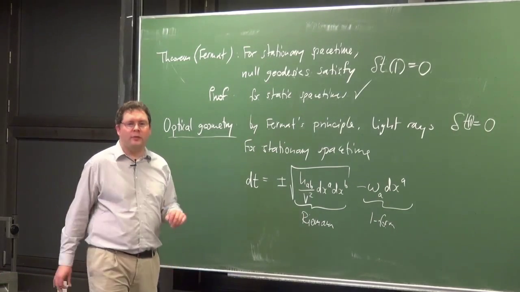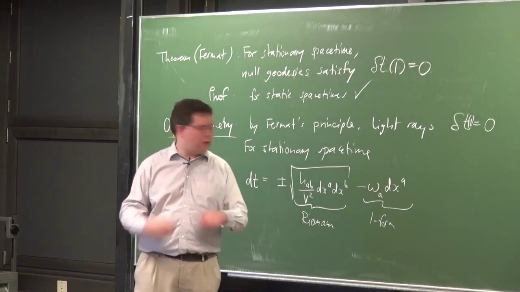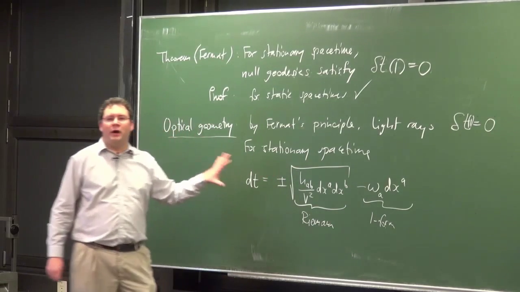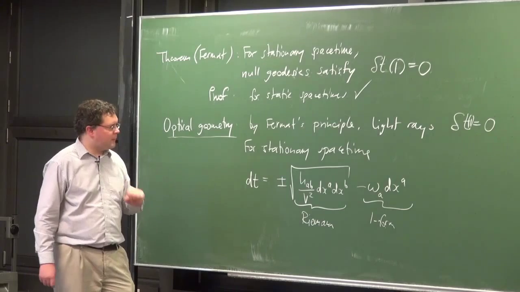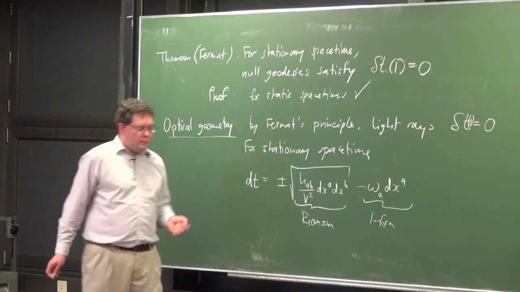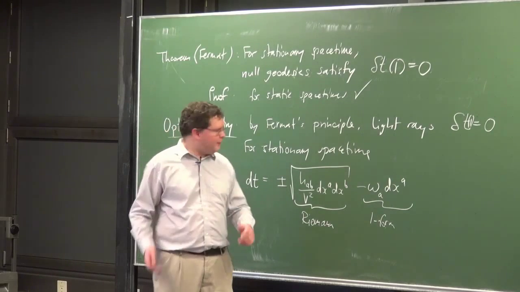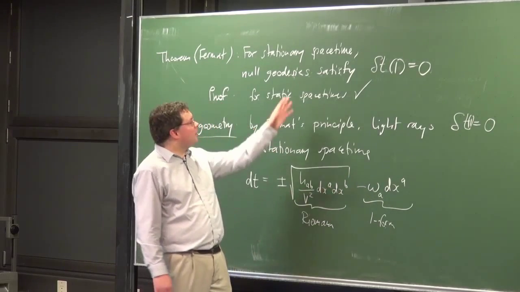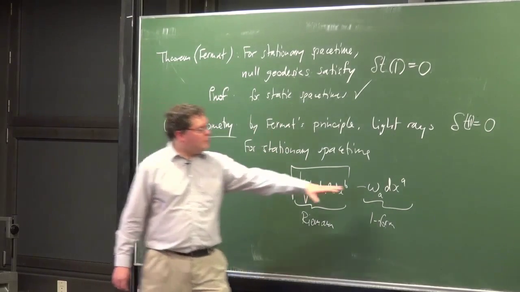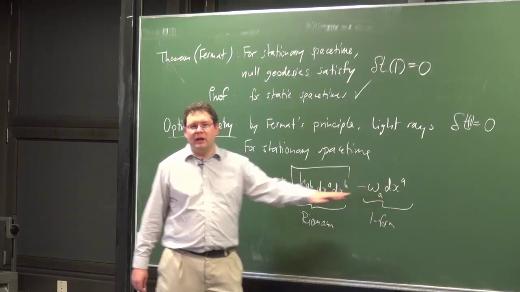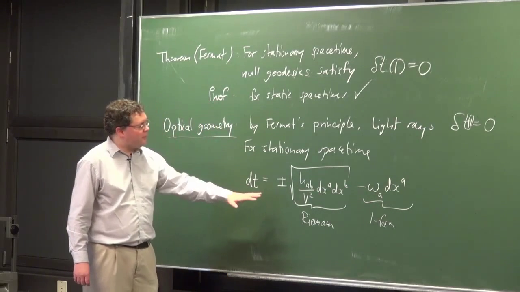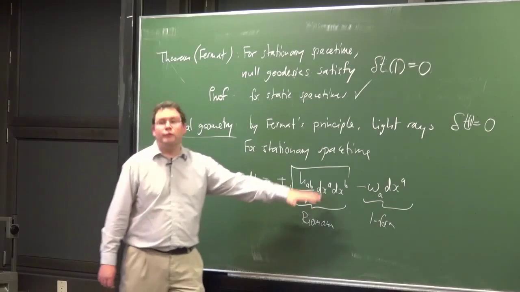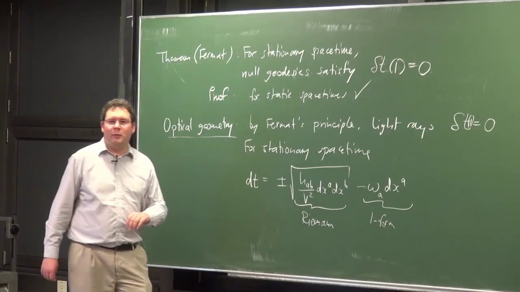If you later in the course do rotating black holes, Kerr black holes, this is what describes the light rays in Kerr. But now, in order to do calculations for this lecture, we'll just go back to static spacetimes, for which we have proved Fermat's principle. So again, we take omega A equal to 0. Then the metric becomes very easy. The optical metric is just a Riemannian metric, a Riemannian metric of three-dimensional space.